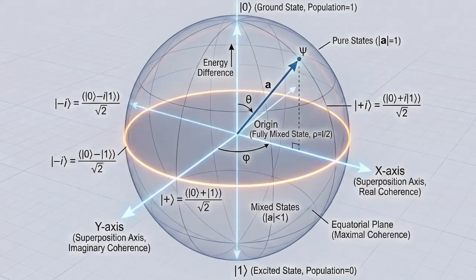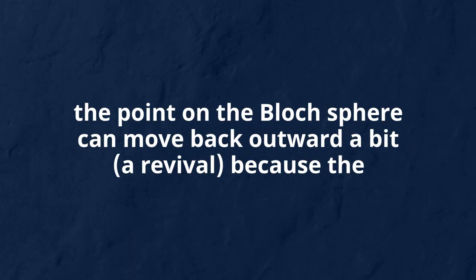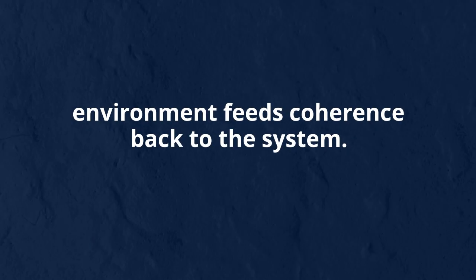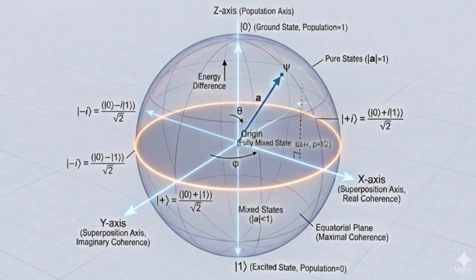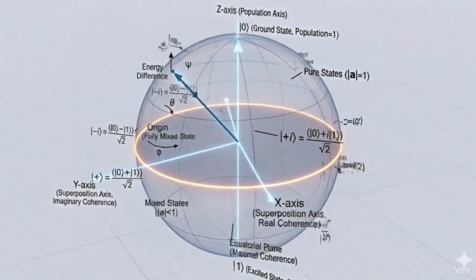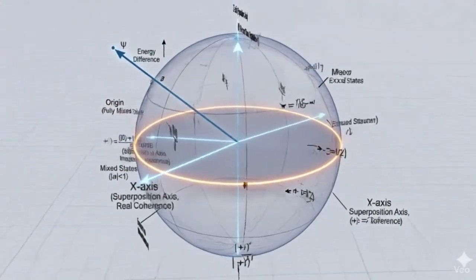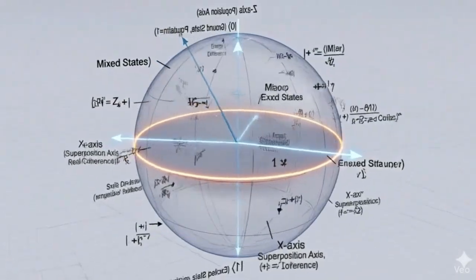If the environment does not forget, non-Markovian, the transverse radius can partially grow again at later times. The point on the Bloch sphere can move back outward a bit, a revival, because the environment feeds coherence back to the system. In phase language, that corresponds to the amplitude of oscillations in the equatorial coordinates coming back temporarily.